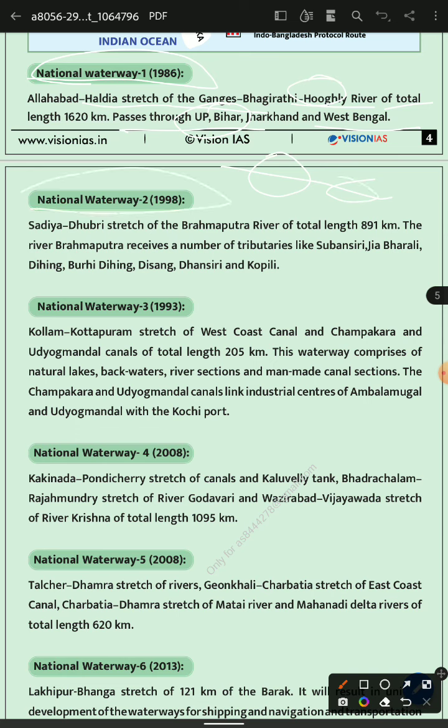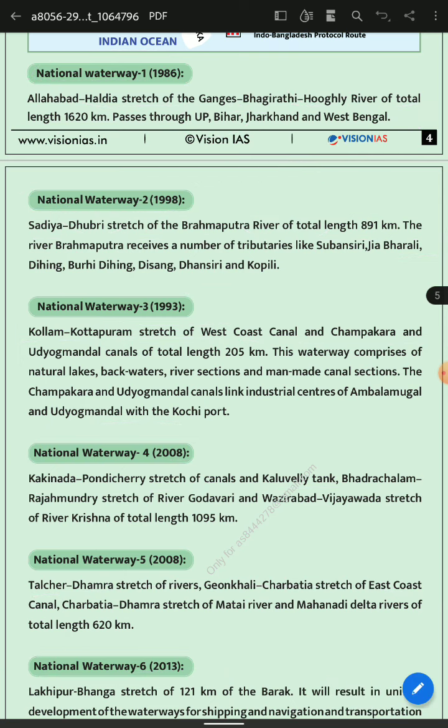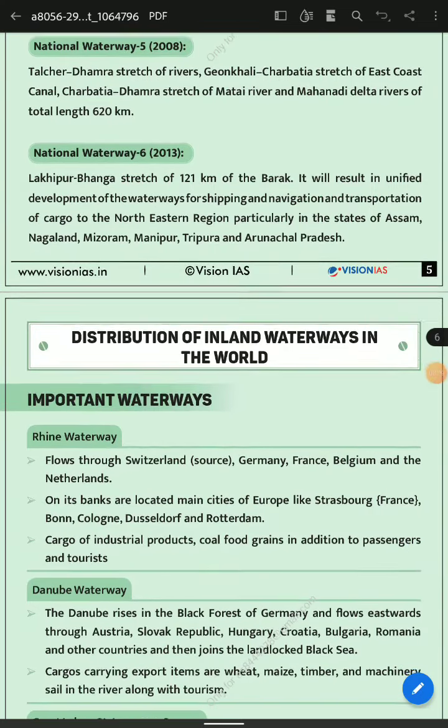Waterway number 2 is in Assam on the Brahmaputra, from Sadia to Dhubri, the state of the Brahmaputra river. Then there is national waterway number 3, and then it can come in the quota number 10, the national waterways in the country end. National waterway number 4, waterway number 6. You have learned what is relevant and not other.